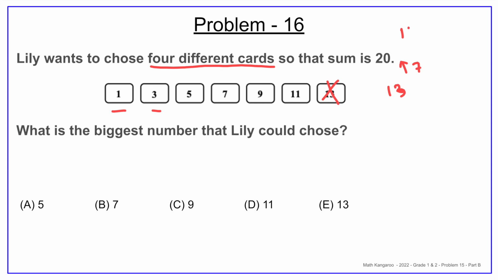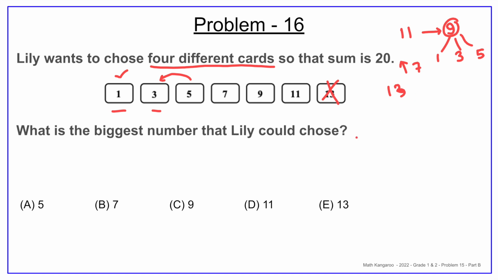So 11 is how far away from 20? It is 9 away from 20. Now we have to find 3 cards with sum 9. So let us pick 1 for sure. So we pick 1. Now we need 8. So we see that 5 plus 3 makes 8. So our numbers are 3 and 5.